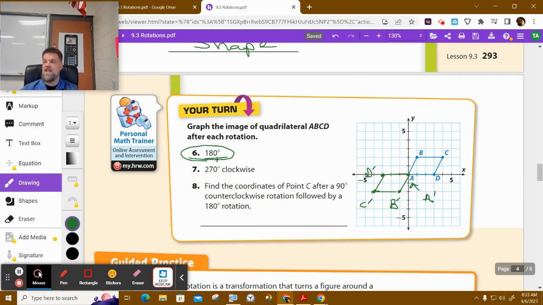Now notice when they say 180 degrees, notice they didn't say clockwise or counterclockwise. Did you guys notice that? Did you pick up on that? No. Because it doesn't matter, right? It could be counterclockwise or clockwise. It's the same.